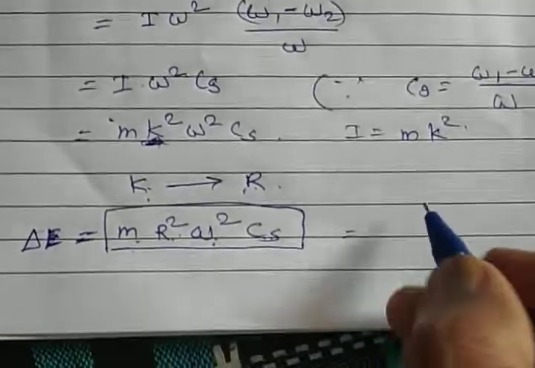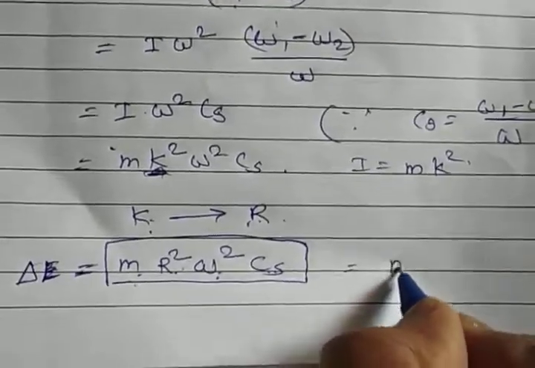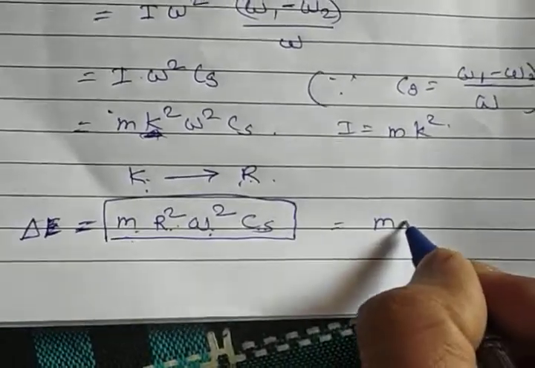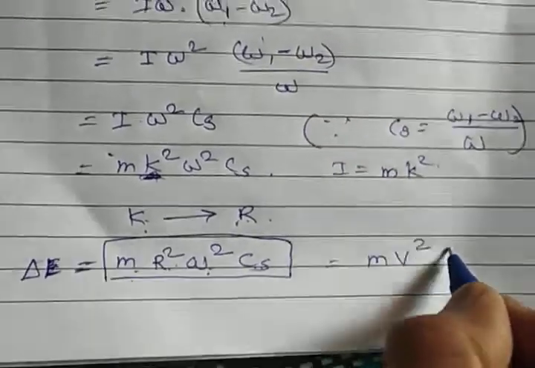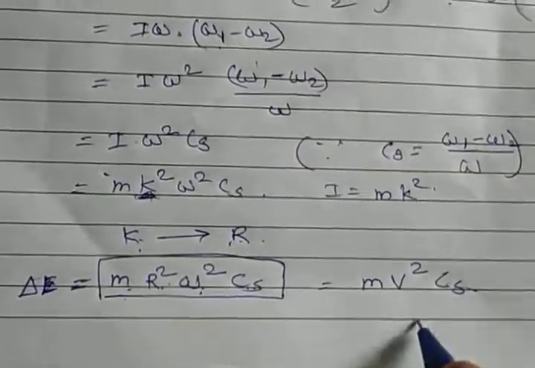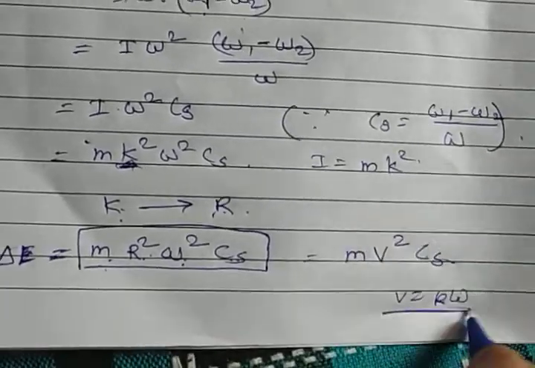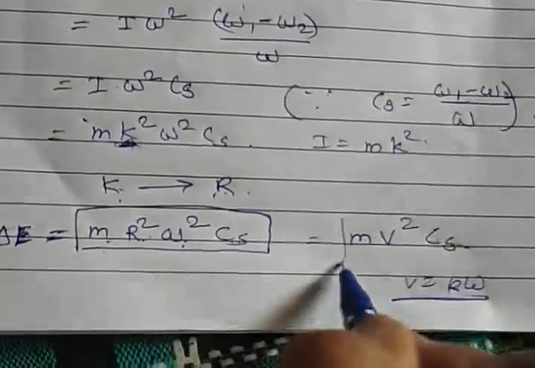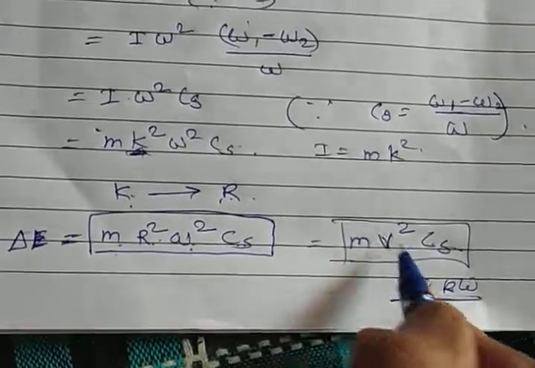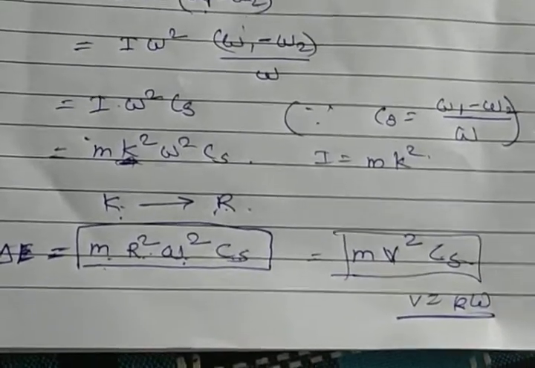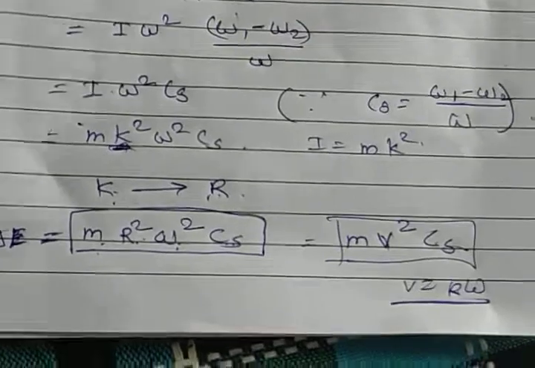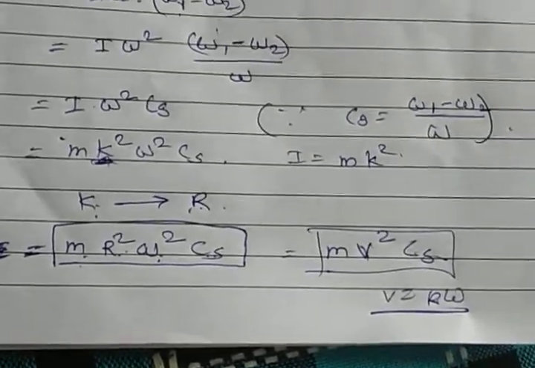Similarly, this can be expanded in terms of linear speed, that is m v square into Cs, because v is equal to R omega. This relation can be used if the value of v is given. Thank you. Now we will solve the numericals related to it.